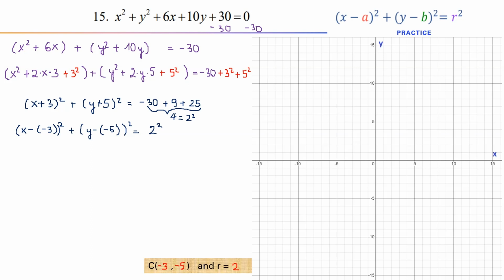How do we graph this? Negative 3 from here and then negative 5 down here. This is our center C, and then the radius is 2, so go up 2 units, left 2 units, right 2 units, and then go down 2 units. Then we connect those points.